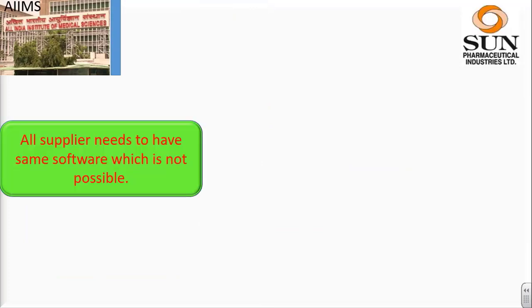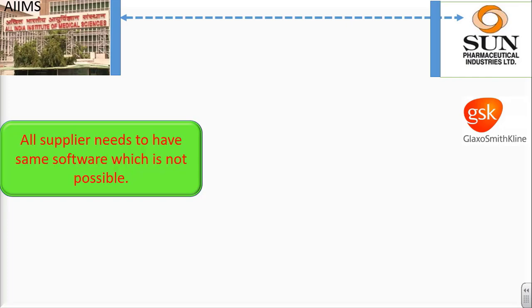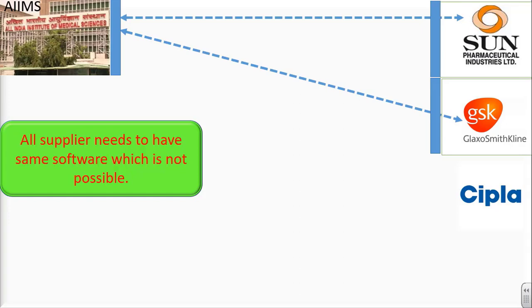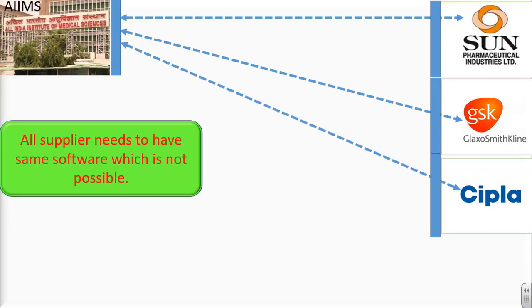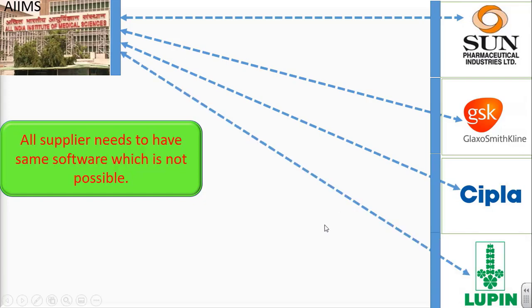AIIMS is getting medical supplies from Sun Pharmaceutical Industry. AIIMS is getting supplies from GlaxoSmithKline Company. AIIMS is getting some medicines from Cipla Company. AIIMS is getting some medicines from Lupin Company. But this is possible only if all these companies have the same type of software, which is not possible. Let us expand this example a step ahead.